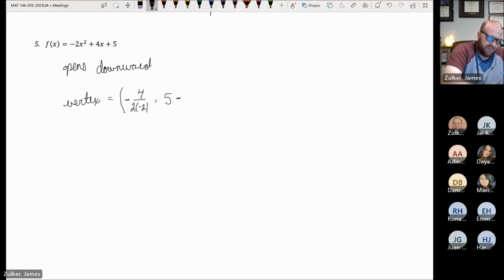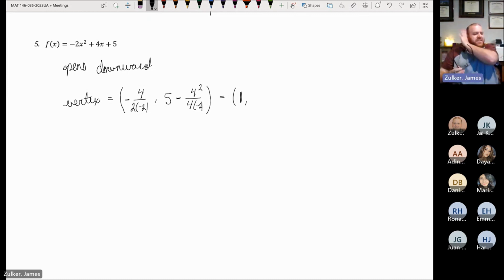5 minus b squared over 4a. We're going to get negative 4 over negative 4, which is positive 1. 4 squared is 16. 4 times negative 2 is negative 8. So we have 16 over negative 8, which is negative 2. 5 minus negative 2 is 7.